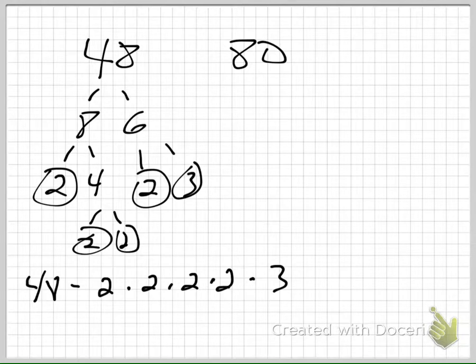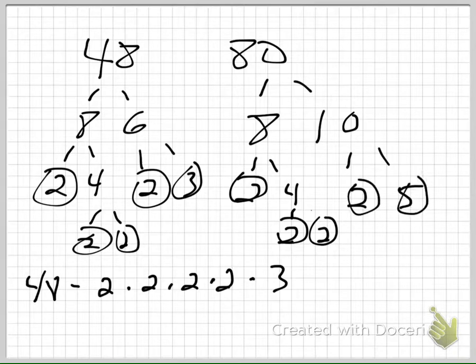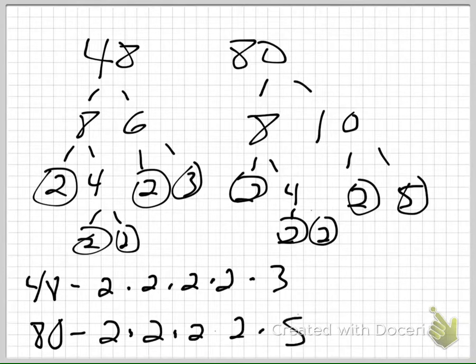Agreed? Shh. The prime factors of 80, 8 and 10. Are either of those prime? No. 8 is 2 and 4. 4 is 2 and 2. 10 is 2 and 5. So the prime factors of 80 are 2 times 2 times 2 times 2 times 5.